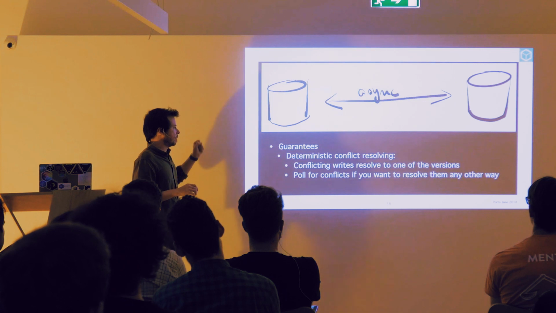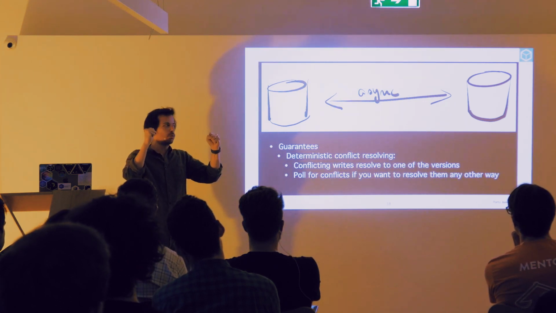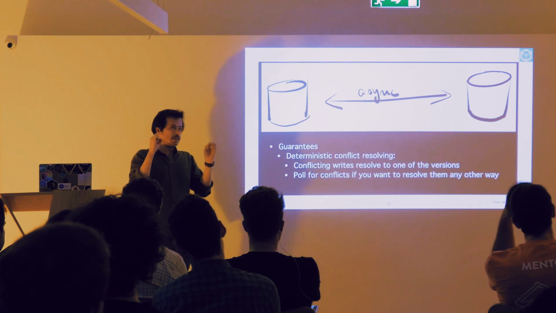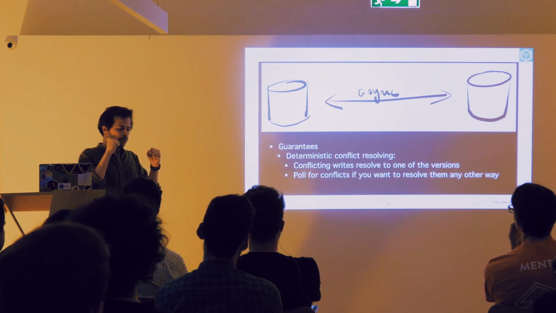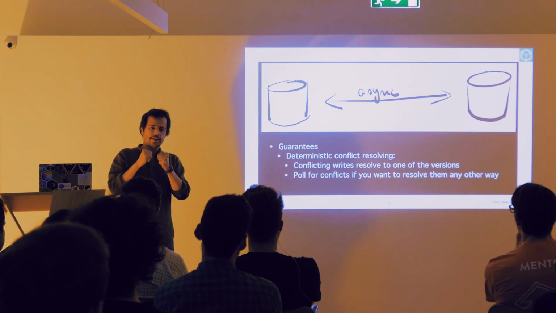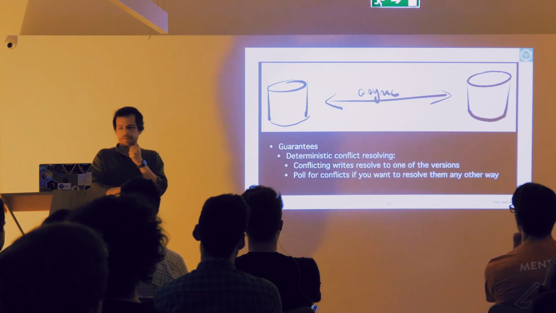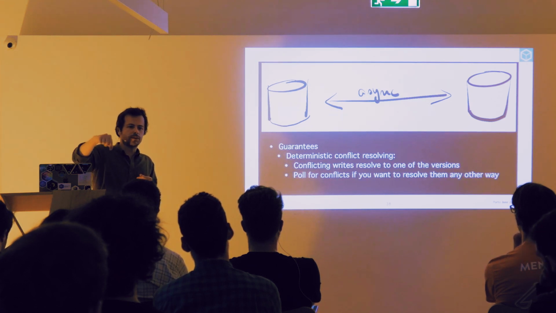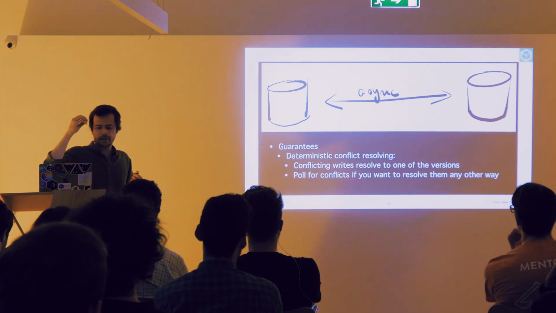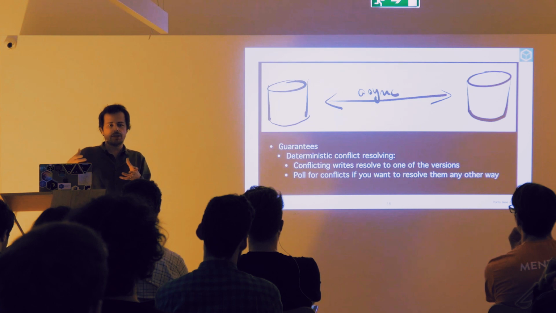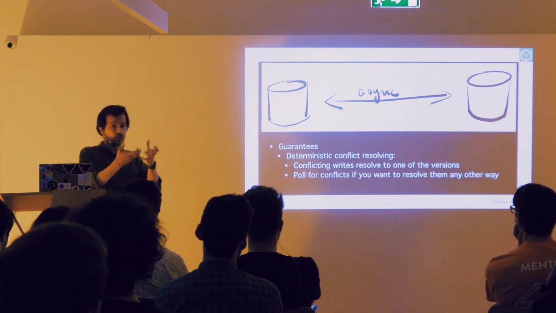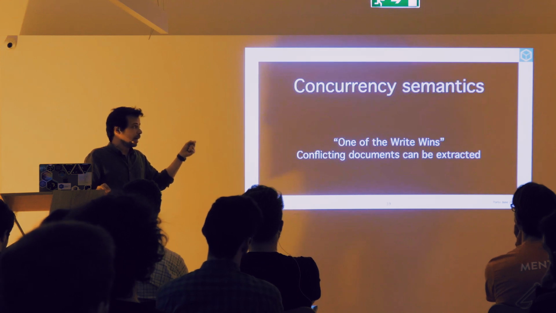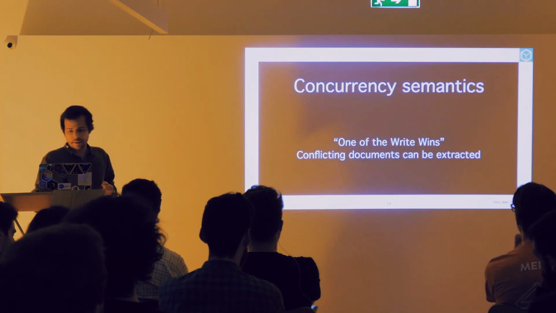So what guarantees does it bring? There's deterministic conflict resolving. When two users are editing the same document here and there, and the replication is working, if there is a conflict, both databases will pick one of the versions in a deterministic way, right? One of them will win. And then the user has to poll for conflicts, has to ask the database whether there are conflicts for this document, or watch the changes feed, be aware of them, and then try to solve them. So it can get all the conflicting versions and then resolve them the same way as we did before. I call this one of the right wins. The conflicting documents can be extracted and then merged again.